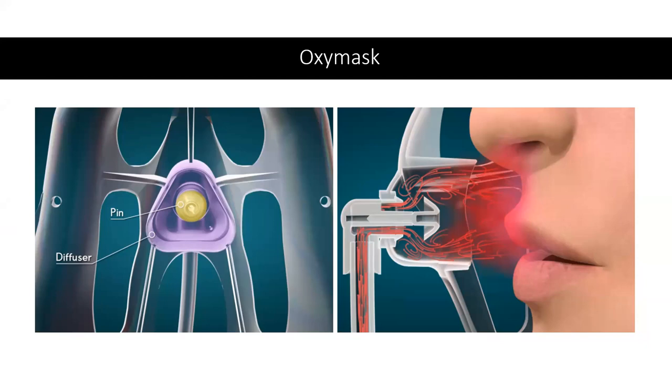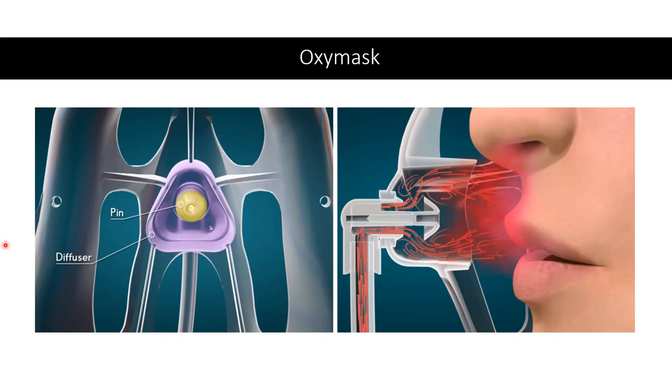This device uses a diffuser and a pin. As illustrated here, there's a diffuser and a pin. The mushroom-shaped pin right here redirects the flow of oxygen. And the diffuser refines the shape of the oxygen vortex and directs the flow towards the patient's nose and mouth. This design therefore reduces bulk oxygen consumption by allowing a higher flow of FiO2 with less oxygen flow.